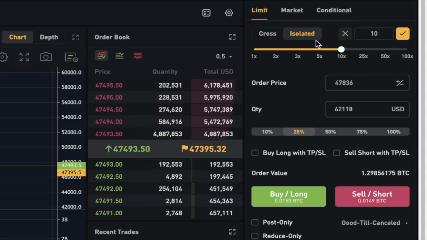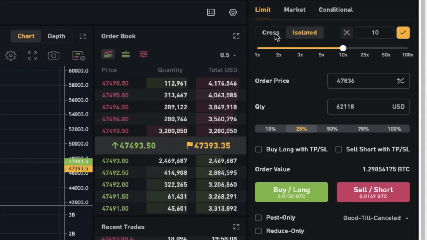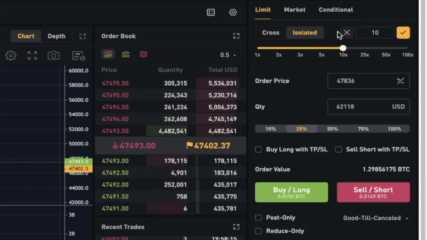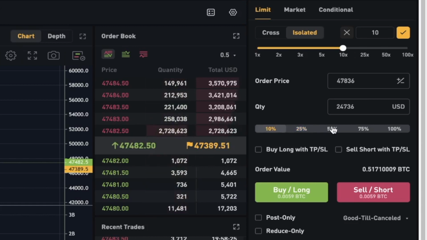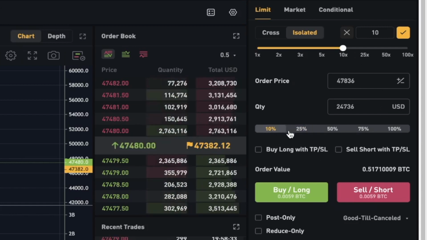Here in the top right, I forgot to mention the isolated margin and the cross margin. The isolated margin means that you can choose your leverage from 1x to 100x, and you will have a liquidation price. And you can choose a percentage of your balance to trade with. Say if you want to trade with 10% of your balance, well, if this position is liquidated, you'll be only losing 10% of your balance.